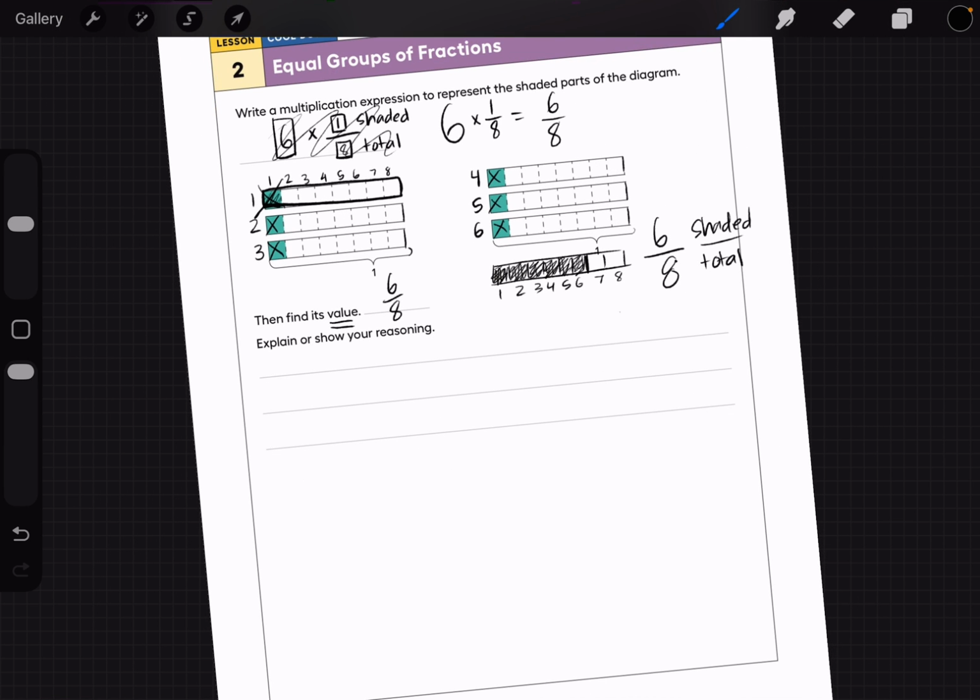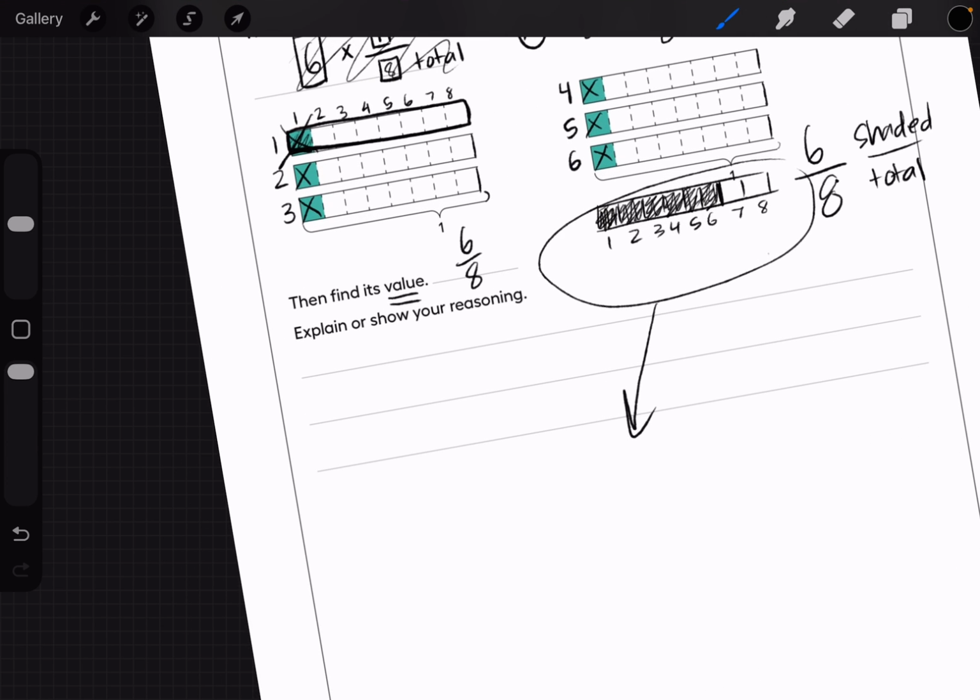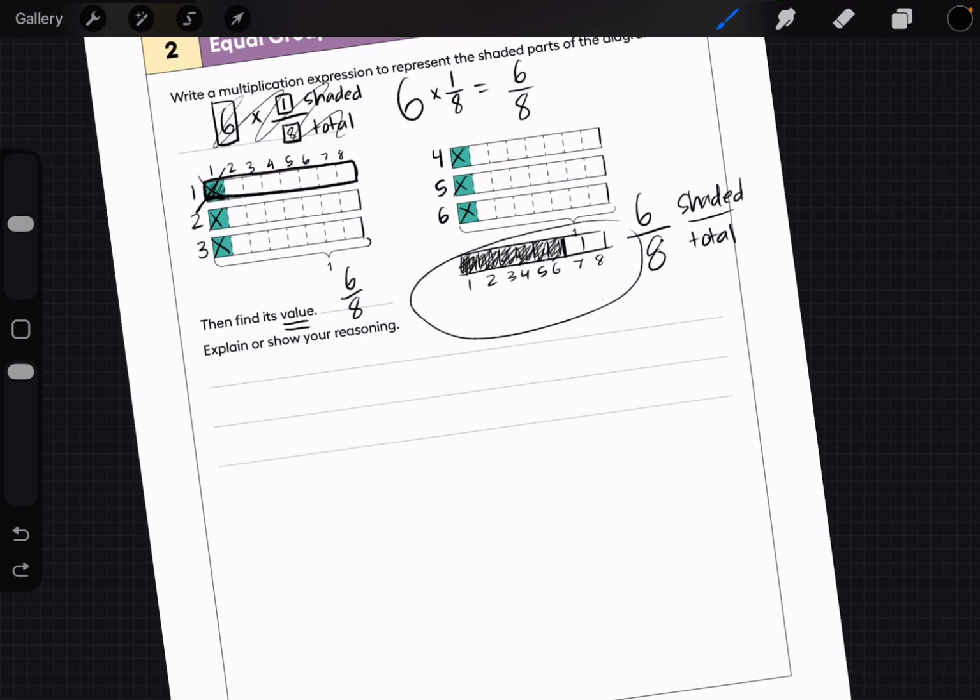Now, the next part right here, it says explain or show your reasoning. I got to think, did I already kind of show my reasoning? Yeah, I think I kind of did. Maybe all of this right here could kind of go down here. Maybe I kind of already did explain my reasoning. But let's say that wasn't enough. Let's write something here. Let's actually write out some words.